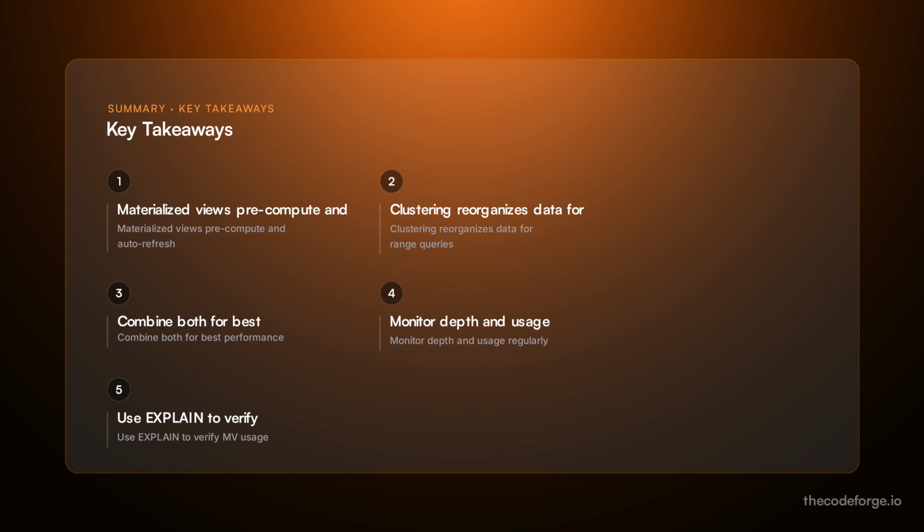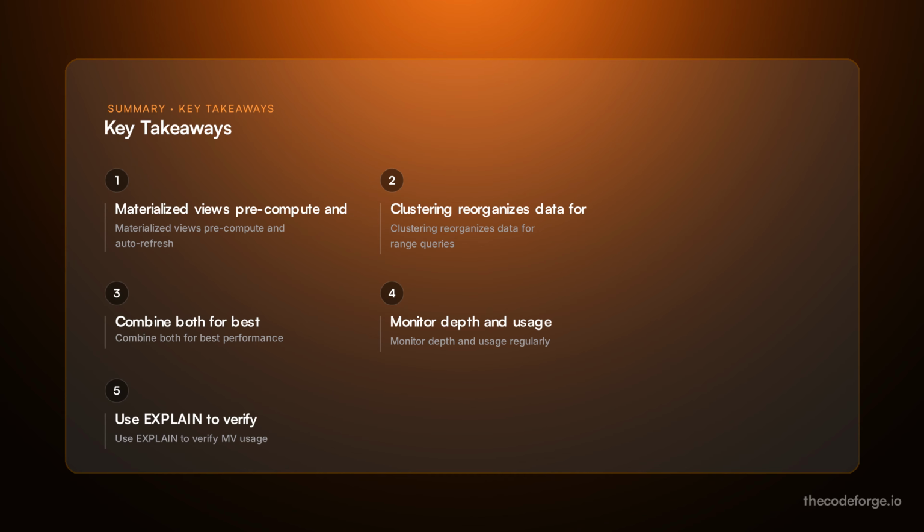To recap, Materialized Views store precomputed results and auto-refresh, while clustering reorganizes data for faster range queries. Combine both, monitor regularly, and always verify with Explain.